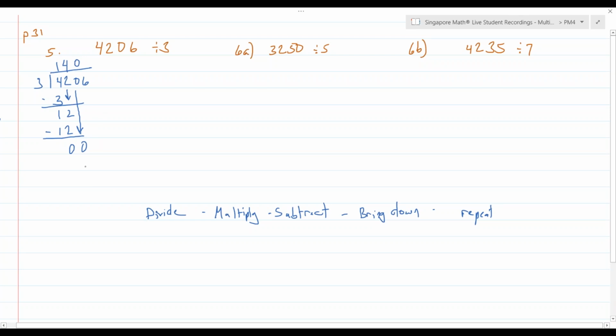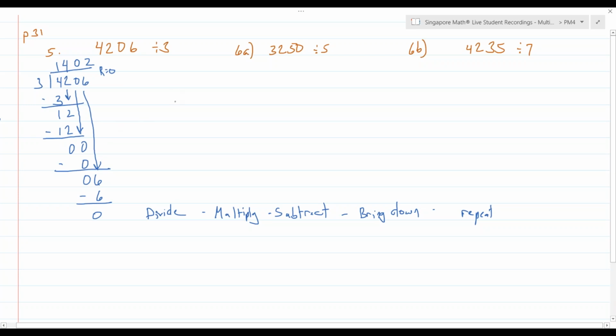Then we multiply. 0 times 3 is 0. When I subtract, that's easy. I get 0, and I bring down a 6. 6 divided by 3 is 2. 2 times 3 is 6. 6 minus 6 is 0. I have nothing else to bring down. When everything has already been brought down, then I'm finished. In this case, I have a remainder of 0.